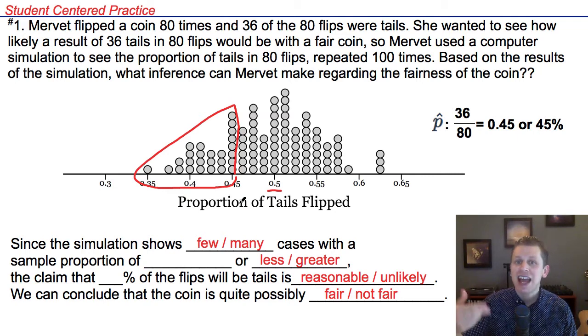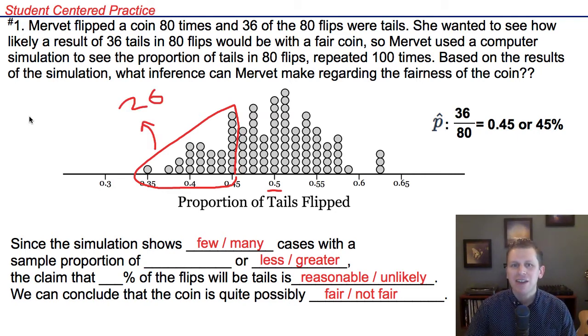Now we need to see how many times this happened. So let's count. If my math is correct, I counted that this happened 26 times. Now, because we did this 100 times in the simulation, that happened 26% of the time.